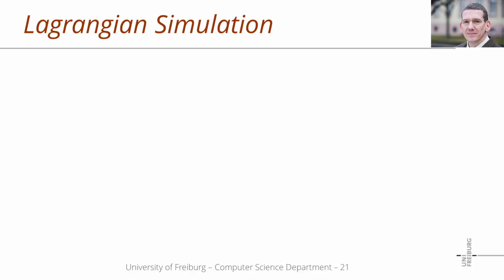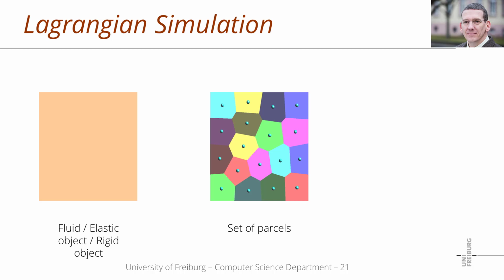Particle simulations are also referred to as Lagrangian simulations, and in this slide I'd like to outline the setup and also indicate the problem that we solve in Lagrangian simulations. First of all, we start with a volume of an object that we would like to simulate. This volume can either be a fluid, an elastic solid, or a rigid body. So any type of material can be simulated with particle-based approaches. The volume is subdivided into particles.